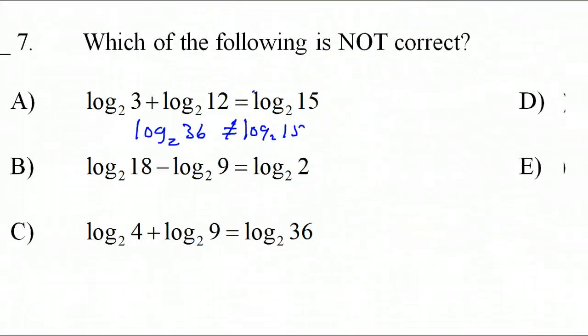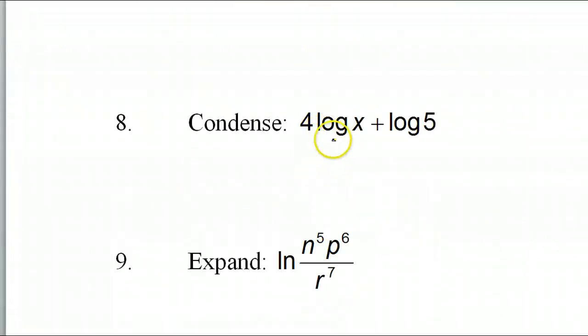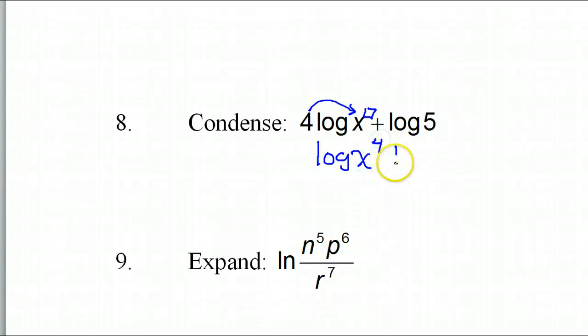Let's see, is number 8 on this paper? No. Flipping over to the back. Condensing. Easy peasy. This 4 is going to come over and become the power. So this will be log x to the 4th power plus log to the 5th power.